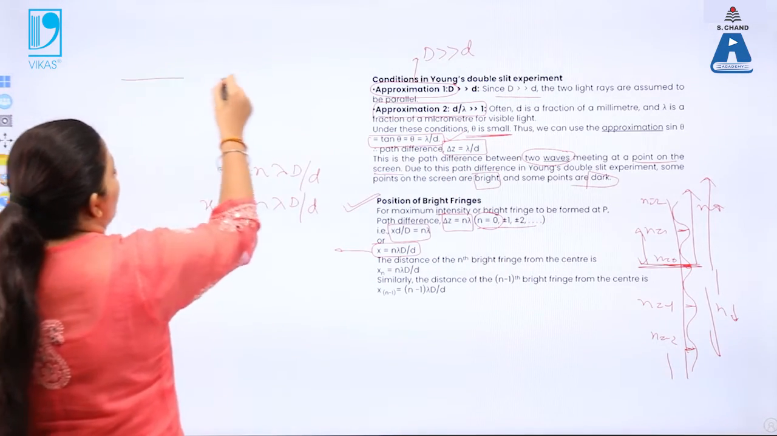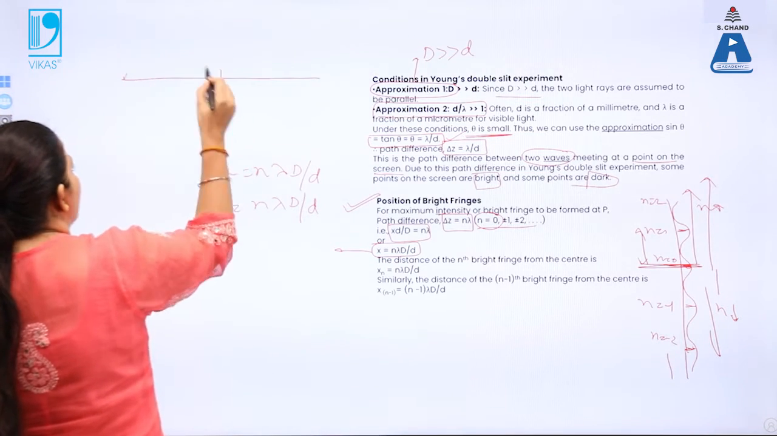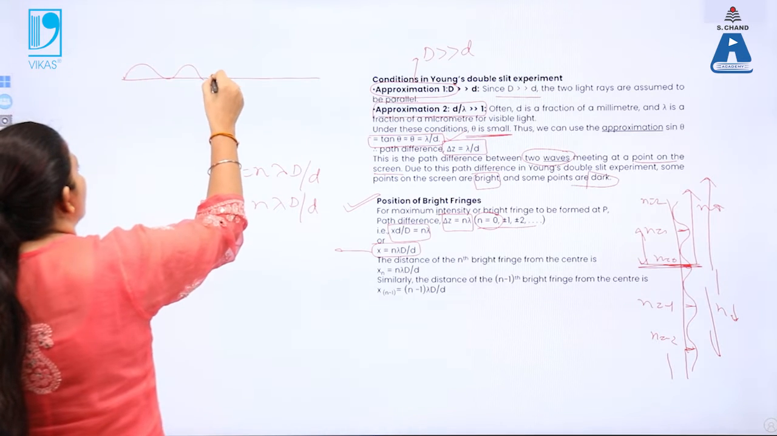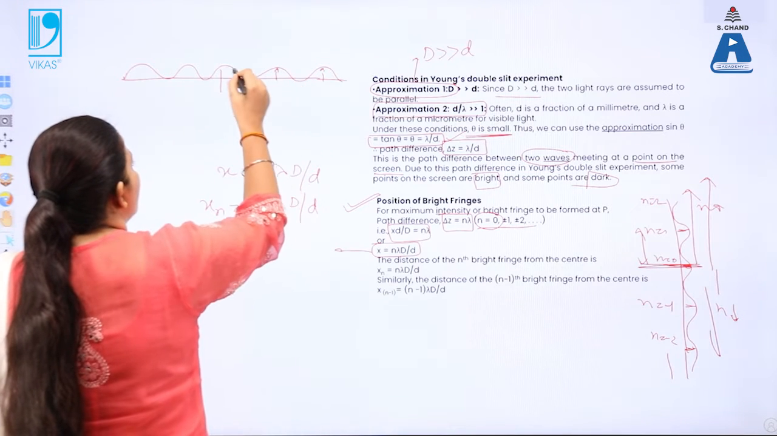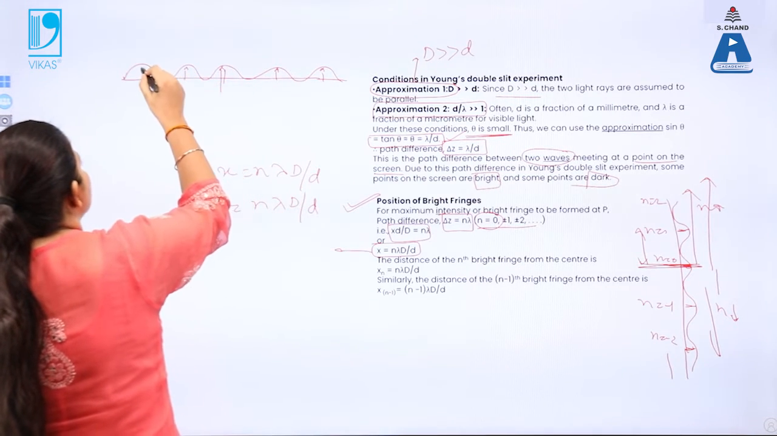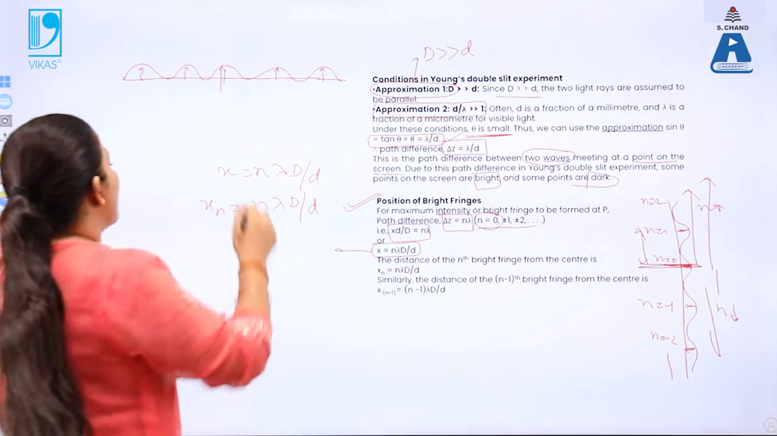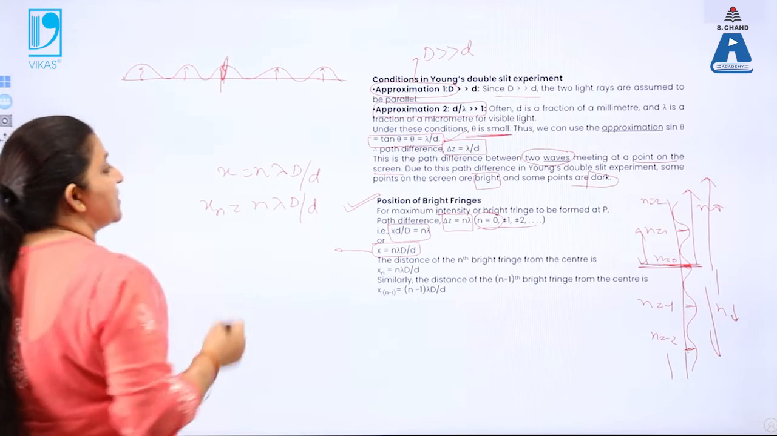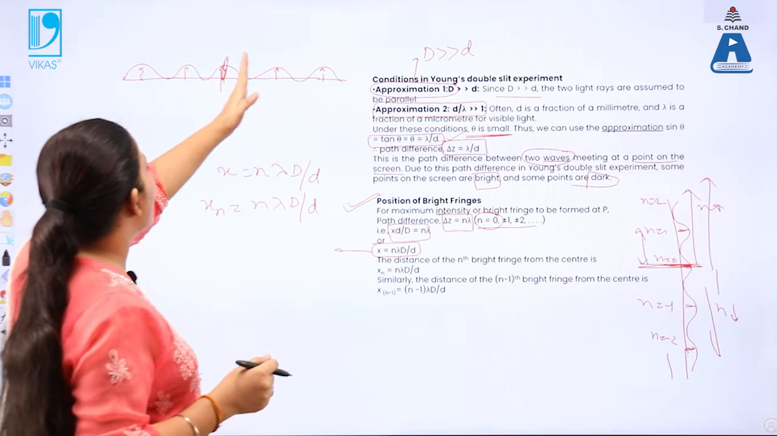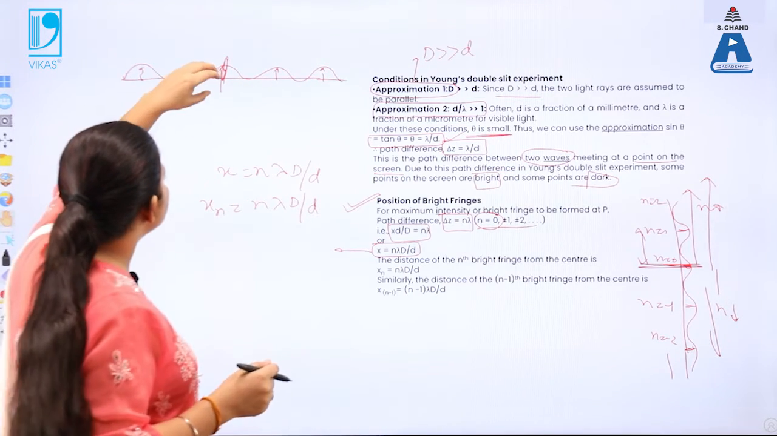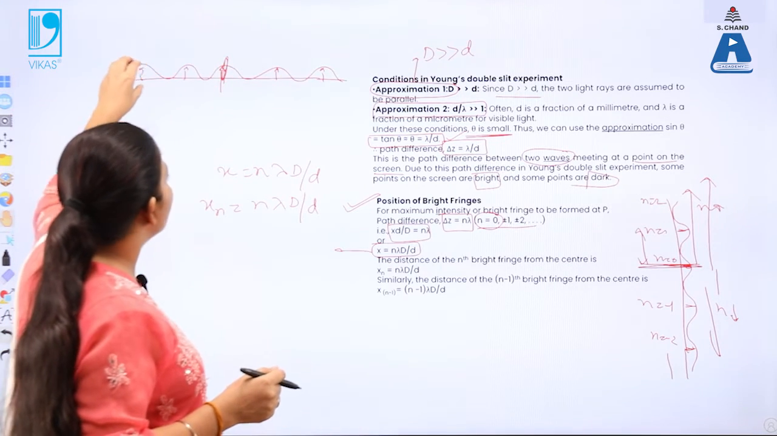Now, the interference pattern which is obtained in Young's double slit experiment. If this is the central maxima over here, then the intensity of each and every maxima will always remain the same. So the intensity for each and every maxima is the same as the intensity for the central maxima. It does not go on decreasing as we move away on the screen. That means the central maxima intensity, first maxima intensity, second maxima intensity will always remain the same.